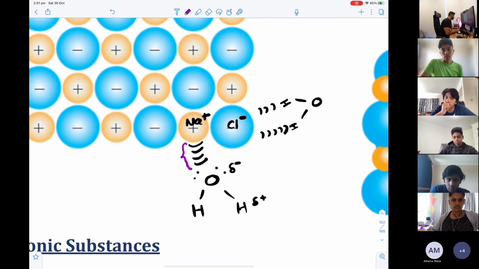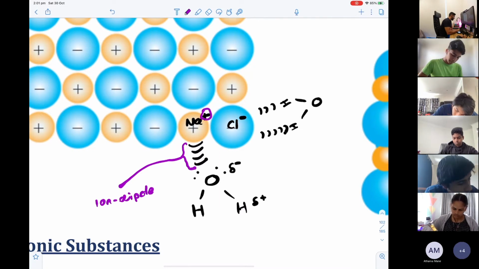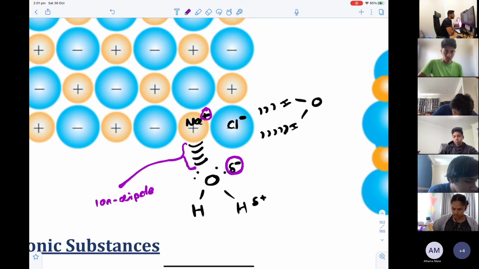What is the name of this bond called? Maybe I'll ask Gerald because you're learning this at school. Is it ion dipole attractions? Very good, right? And it makes sense. It's an interaction between an ion, which you see here, and a dipole, which is a slight charge in a polar molecule. Hence why it's called an ion dipole bond.